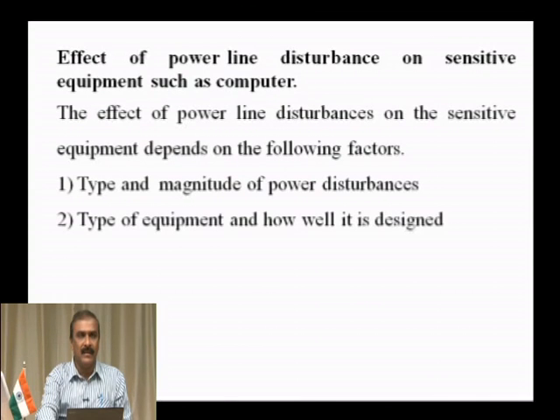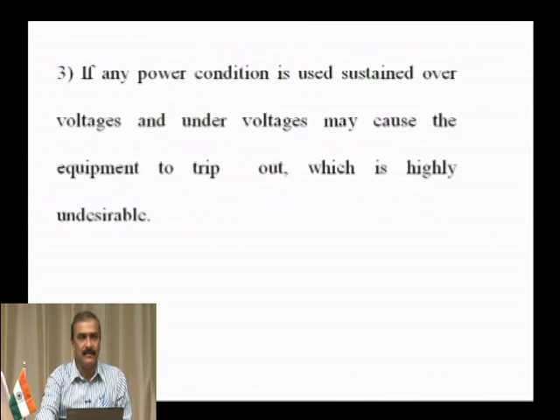Then what are the effects? Once again, we have already discussed the effect of power line disturbances on sensitive equipment such as computers. It depends on the following factors: type and magnitude of power disturbance, whether it is chopped wave, spike, sag or whatever it is. Type of equipment and how well it is designed is another factor. If any power conditioner is used, sustained over voltage or under voltage may cause equipment to trip out. It is highly undesirable. Though there is a power conditioner, if not designed properly, the equipment will trip out.